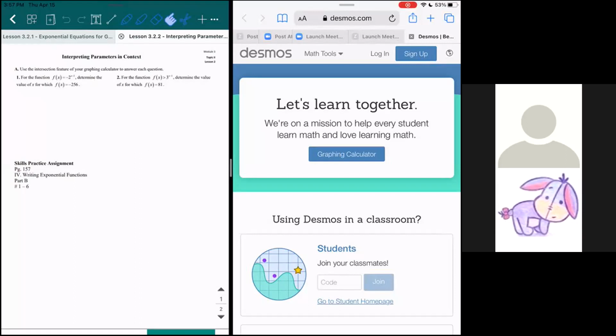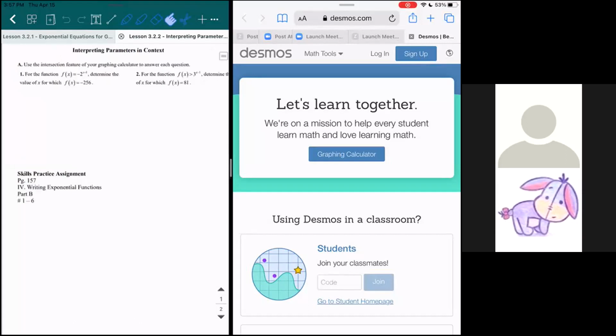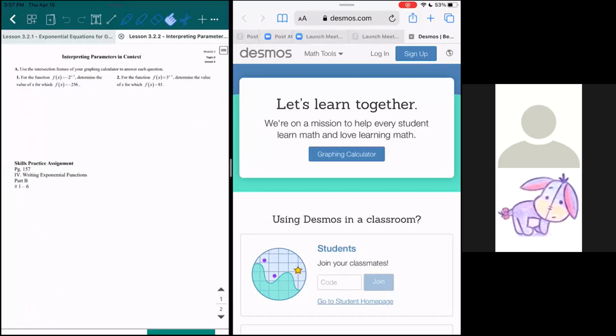Please excuse the split screen because we're going to be using Desmos as well. So I just kind of have Desmos open on the side already. But let's get started with the first problem in our activity. Okay, let me first read the instructions before I zoom in so that we can actually read the question. The instructions say, use the intersection feature of your graphing calculator to answer each question.